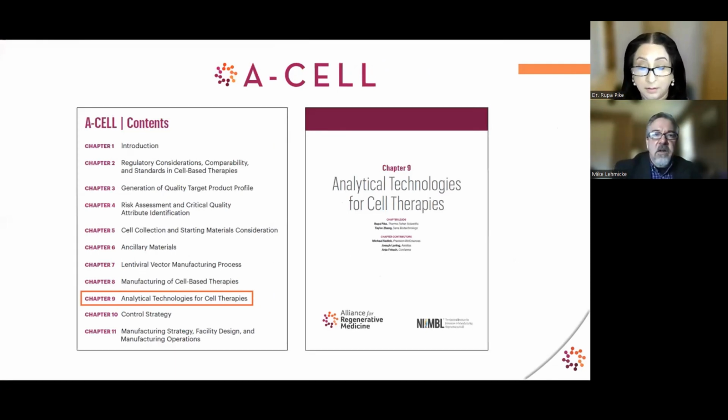The contents of A-Cell are extremely comprehensive, as you can see here, really walking through regulatory considerations, how you generate a quality target product profile, how to identify critical quality attributes using risk analysis and empirical methods, and an exhaustive description of the process. Today, we're going to focus on one very important aspect, which in A-Cell is Chapter 9, Analytical Technologies for Cell Therapies.